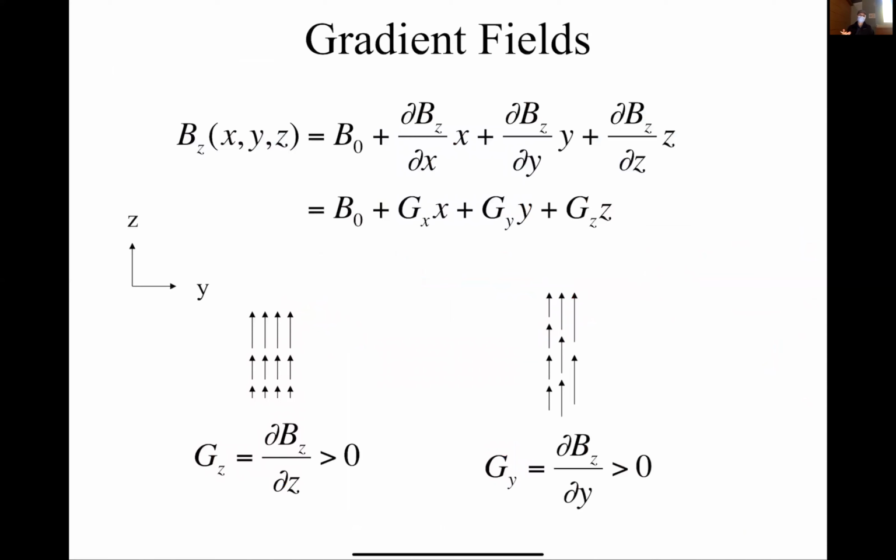So the next part is we're going to walk you through some of the mathematics, just so you have it and understand how we think about this with mathematical notation. Now we're going to start by saying my Bz is a function of x, y, z, and it's going to be B0 plus Gx x plus Gy y plus Gz z. Gx is just dBz/dx, Gy is just dBz/dy, and Gz is just dBz/dz. And we talked about what those look like before.